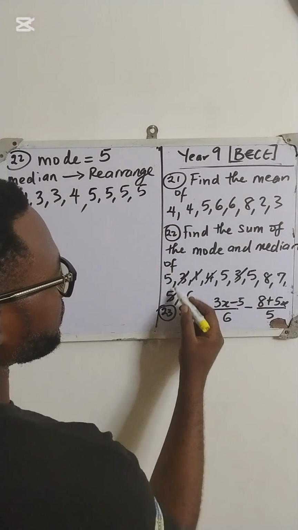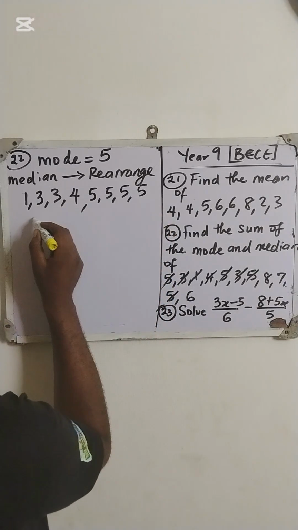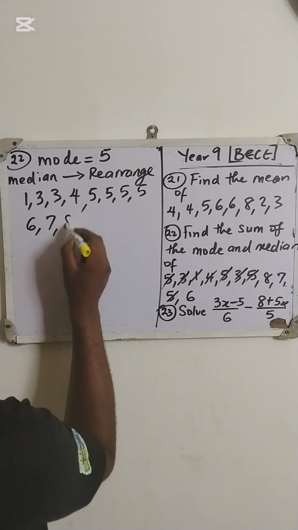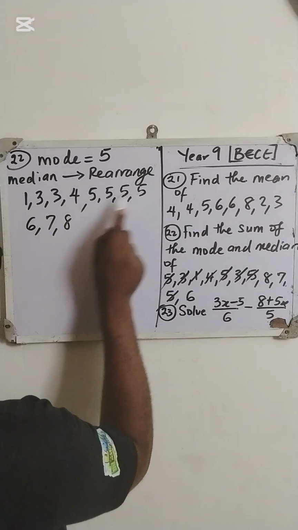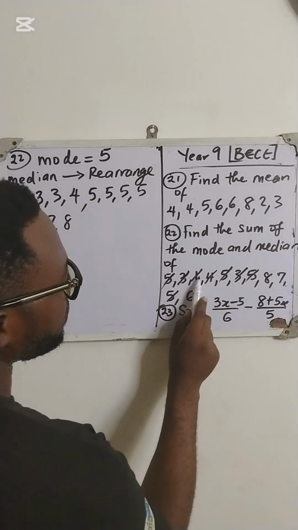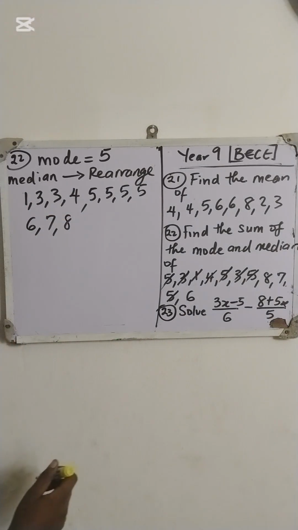Then we have 6, then 7, then 8. So let's be sure: 1, 2, 3, 4, 5, 6, 7, 8, 9, 10, 11. Okay, so we're good.